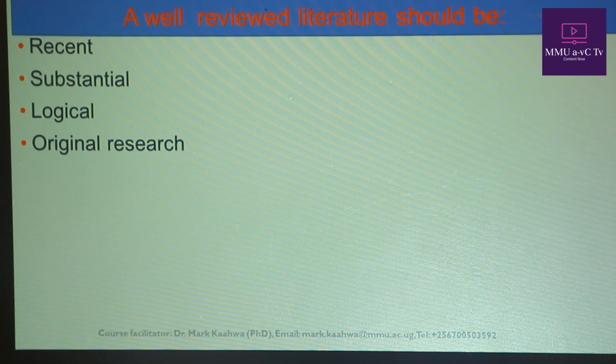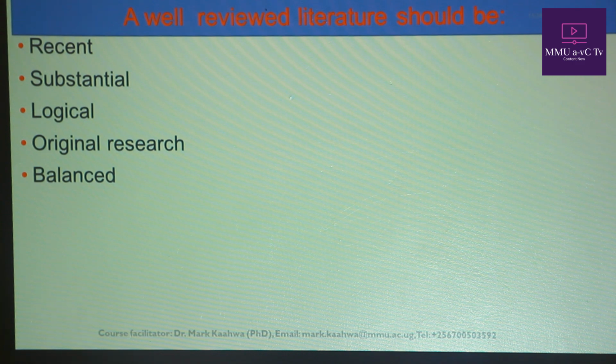Then original research, and this one is very, very important. We have been talking about this, and we shall continue to emphasize this point: when you are citing work, we expect you to cite original research. How will you know that this is original research? You have to go to authentic publishers and authentic journals, and those are the works that you cite, so that we are able to see the original contribution of the work that you are citing.